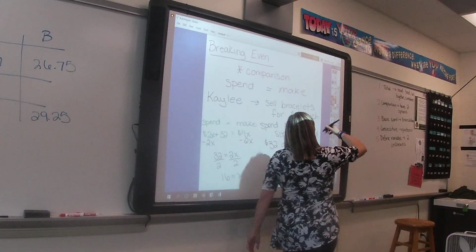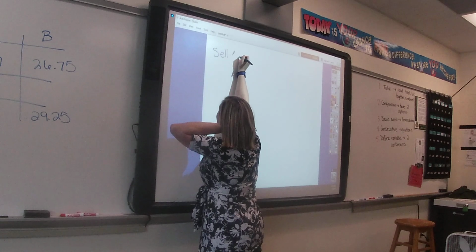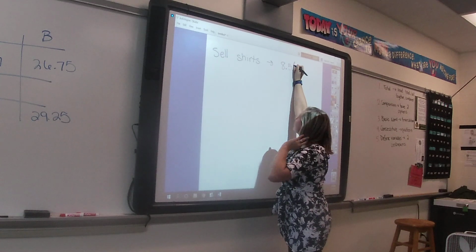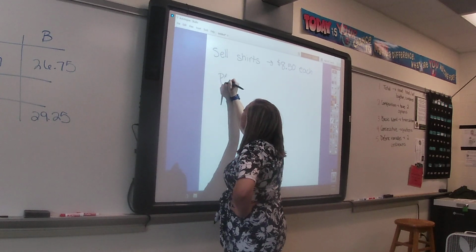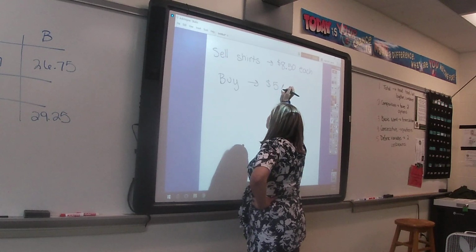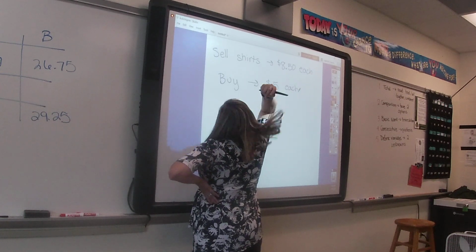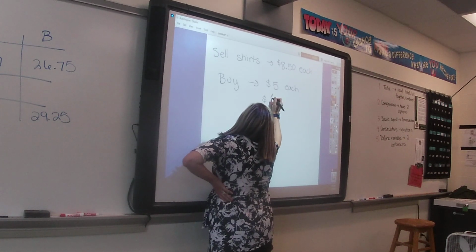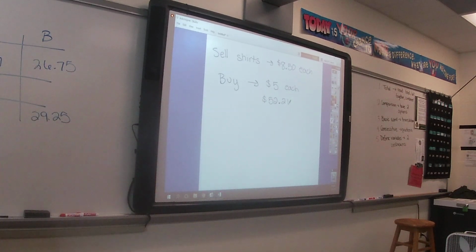Okay, so let's look at one more. Let's say we are going to sell shirts for $8.50 each. We are going to buy them for $5 each. And we're going to have to pay someone to work at a booth and sell them. That person's going to make $52.21. I don't know why they're making 21 cents. I just made that up.